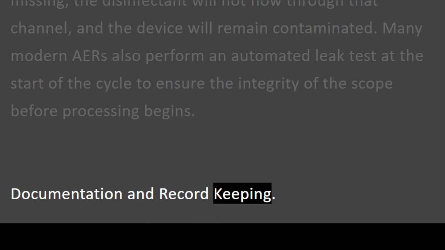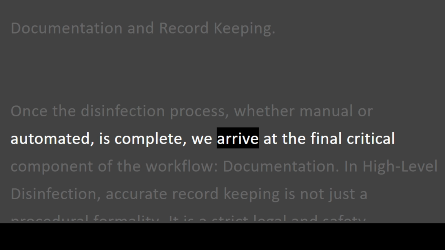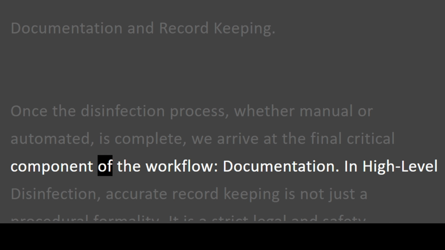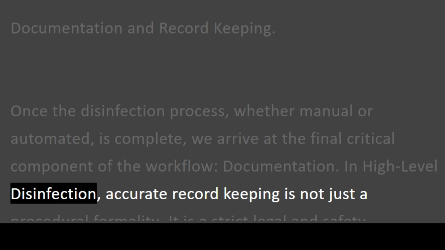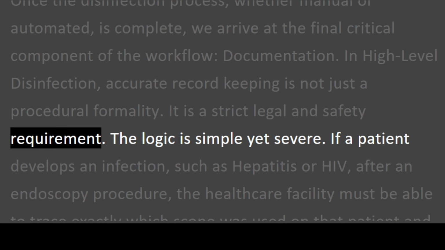Documentation and record keeping. Once the disinfection process, whether manual or automated, is complete, we arrive at the final critical component of the workflow, documentation. In high-level disinfection, accurate record keeping is not just a procedural formality. It is a strict legal and safety requirement. The logic is simple yet severe.